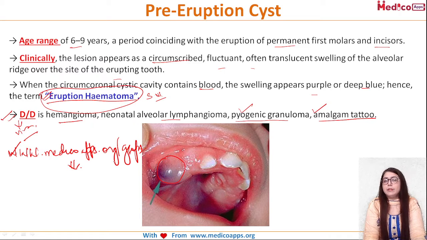So this was all about the pre-eruption cyst, and again I'm telling you, questions can be asked. This is important for the NEET PG examination as well as for your short notes and for your viva.